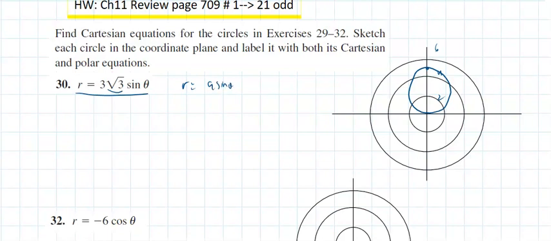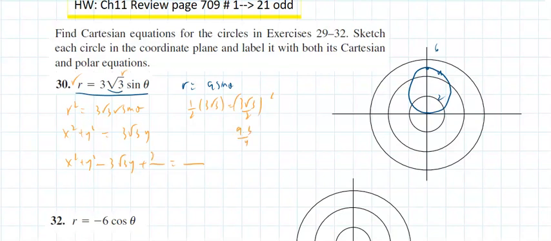Now if you want to find the Cartesian coordinates, we know how to do that. We would multiply by r both sides. We'll get r squared equal to 3 radical 3 r sine of theta. So this is x squared plus y squared equals 3 radical 3 y. x squared plus y squared minus 3 radical 3 y plus a number equal, take half of the middle number. So take half of 3 radical 3, which is 3 radical 3 over 2, and square it. You will get 9 times 3 over 4, 27 over 4.